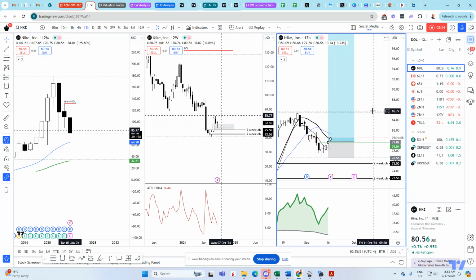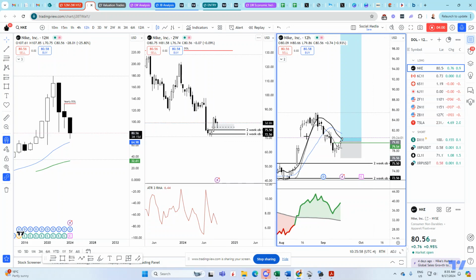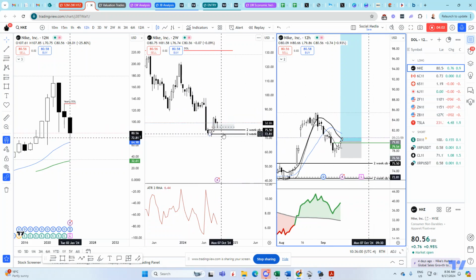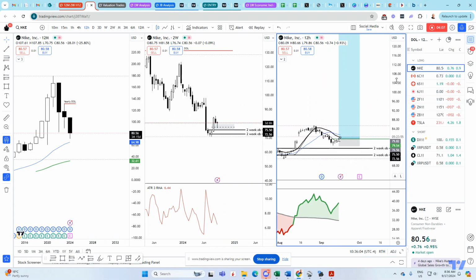And then lastly, the last type of entry technique would be divergence entries. If we do get any sort of divergence entry triggered while we're down in this area, I would also take that as a long. So that is why I'm looking to long Nike.